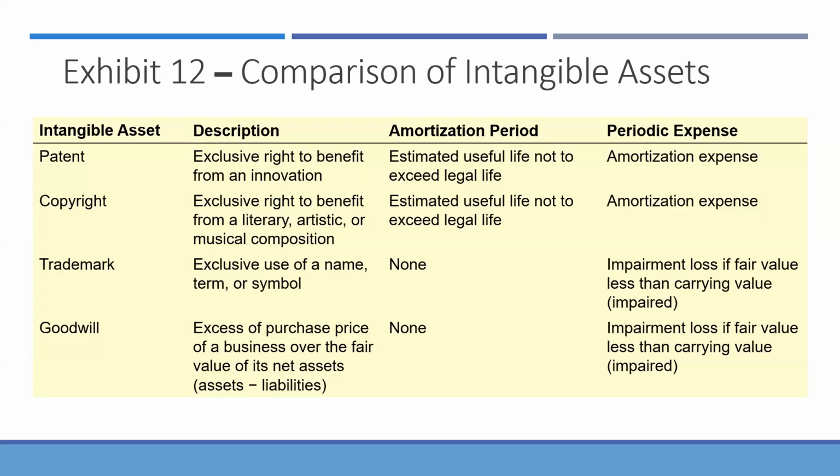And then trademarks and goodwill, they are not amortized, but we have to test them for impairment to make sure that the trademark is secure, consumers still know that that's our business. And then also goodwill, making sure that the value of our investment is not significantly impaired.